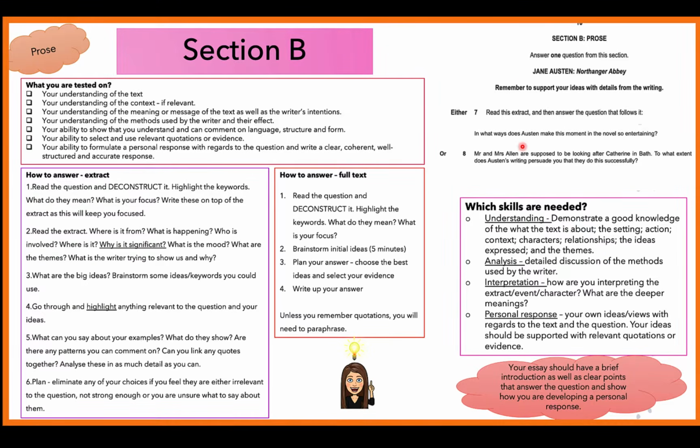So I've given you the question up here. You've got a choice of the extract question. It will say read this extract and then answer the question that follows it. Obviously I've just removed the extract for space. Then you've got the question here: in what ways does Austen make this moment in the novel so entertaining? Or you've got a choice of the full novel, a full text question, where you must make sure that you're talking about the whole text, so you've got to pick your evidence from multiple different moments in there.